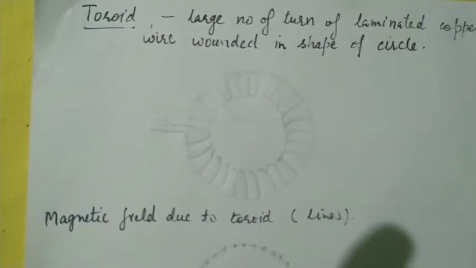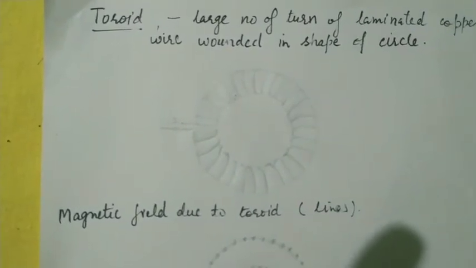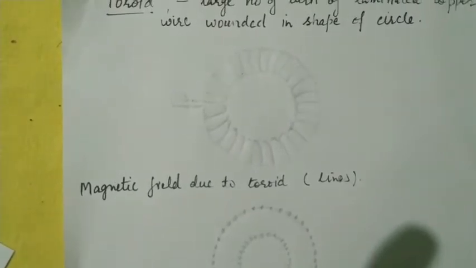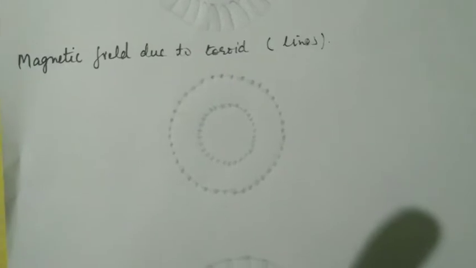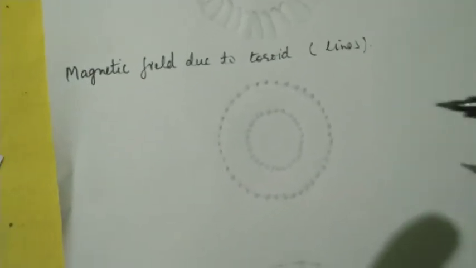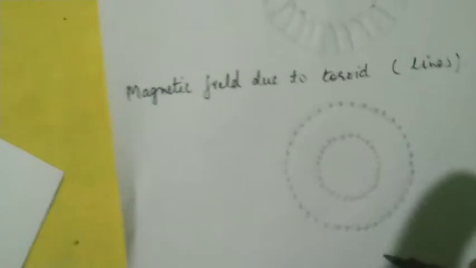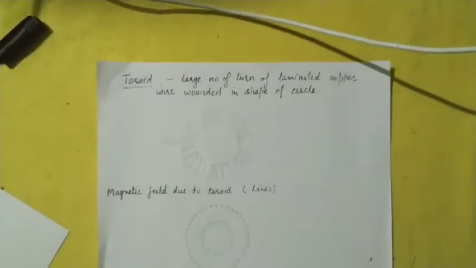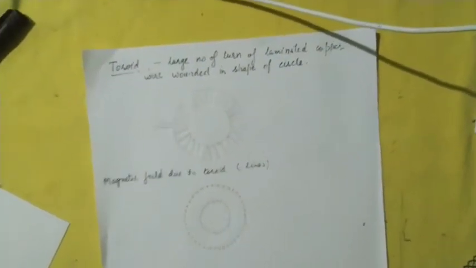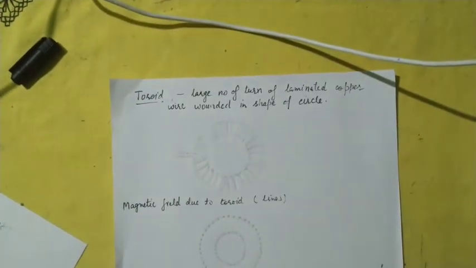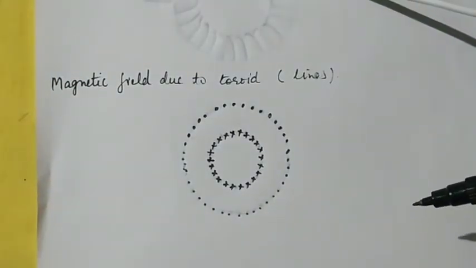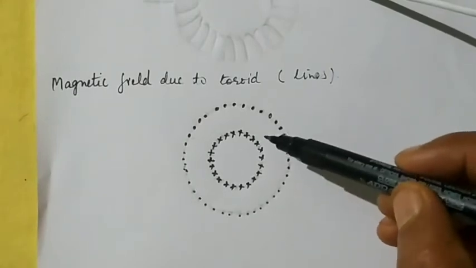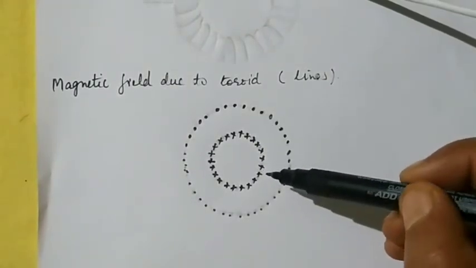Now, what should be the magnetic field for the case of a toroid? The magnetic field for a toroid can be calculated very easily. Suppose this is your toroid. I have drawn only the turns by dots and crosses.